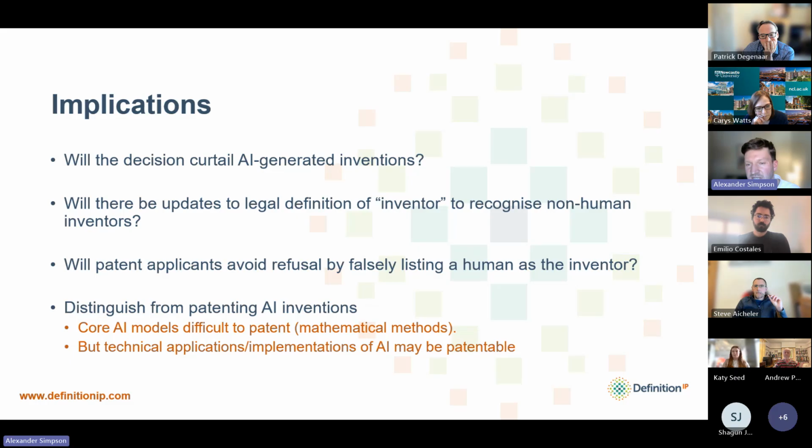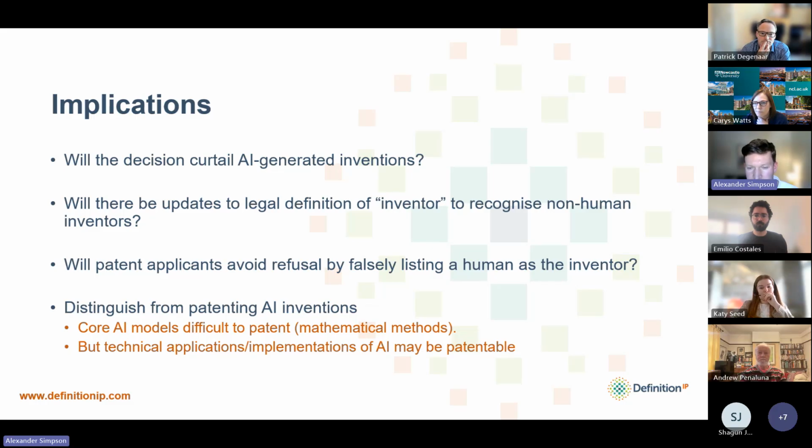And the final point was just to distinguish this from AI inventions. I've obviously been talking about inventions that are conceived of by AI, but just for the avoidance of doubt, it can be possible to patent AI inventions. If a human being comes up with a new technical application of an AI model, then that can sometimes be patentable. There are some challenges around patenting software, and there's quite a lot of case law around this now, but it was just to make that distinction clear.